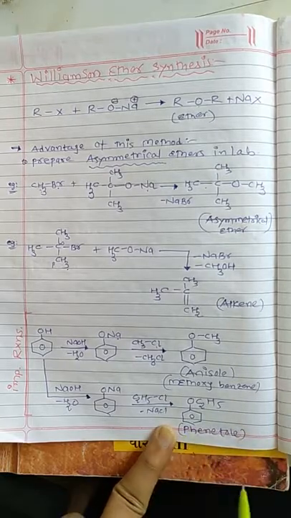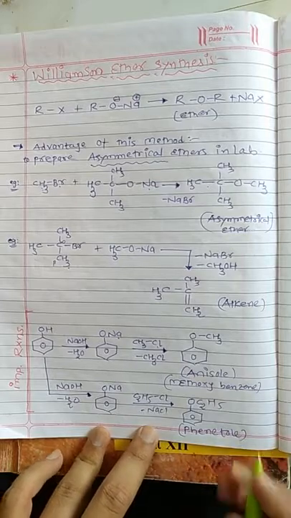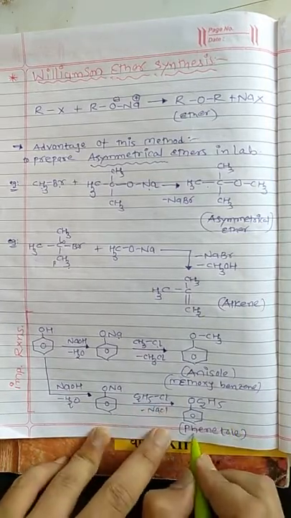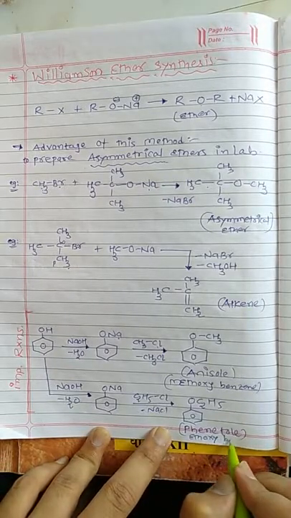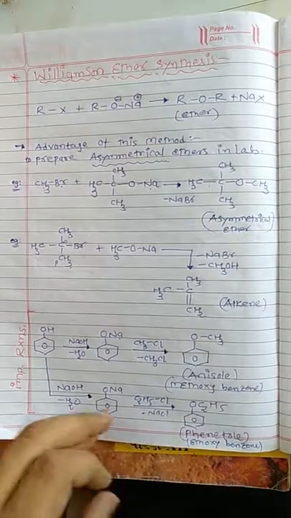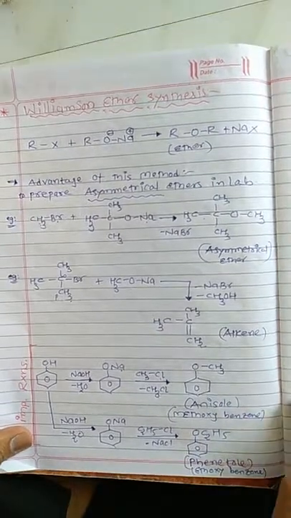This is called phenetole, and the IUPAC name of it is ethoxybenzene. So I will write over here, it is called ethoxybenzene. So this is all about the preparation of anisole as well as phenetole.